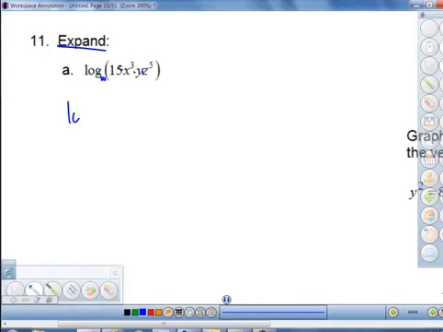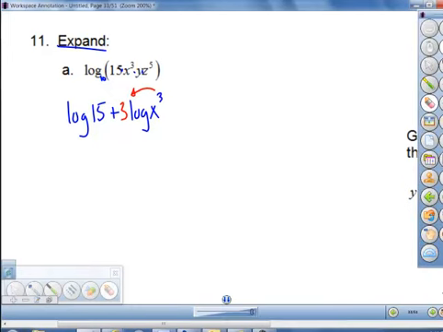So let's start it off. Log with the base 10, you don't have to write it though, 15. So that's going to be my first term. Since I've got a multiplication, do I put a plus, minus, what do I put here? Plus, good. So plus, and then I'm going to write log x cubed. But then, do you guys remember that's not simplified, that's not expanded all the way. How can I expand this? Yeah, good. We take this and move it to the front. Okay? So I really don't need that 3 there.